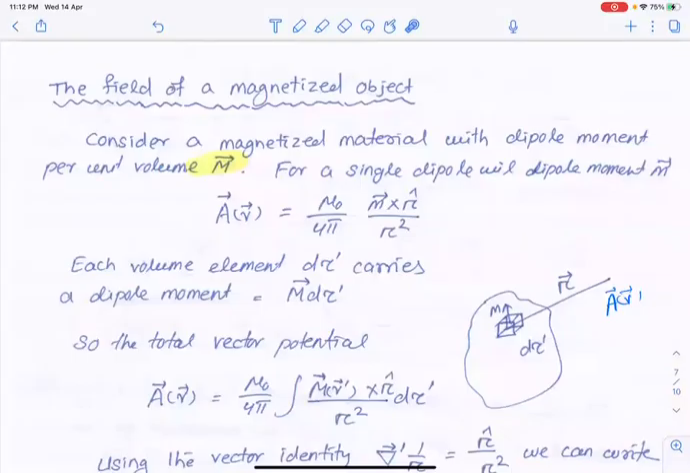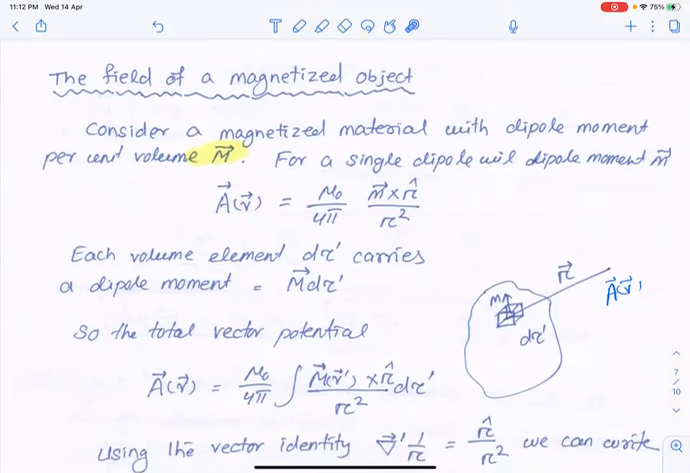Hello again. In the last two lectures, we discussed paramagnetism and diamagnetism. Now, in this lecture, we are going to ask the question: what is the field of a magnetized object? So, what do you mean by that?